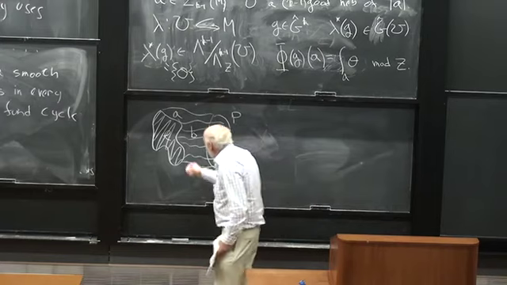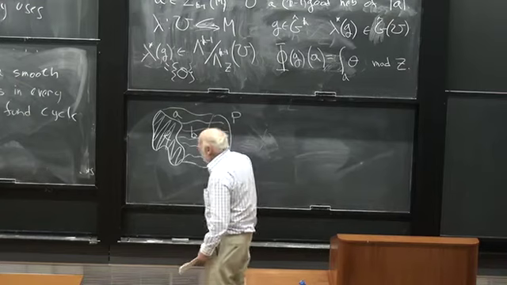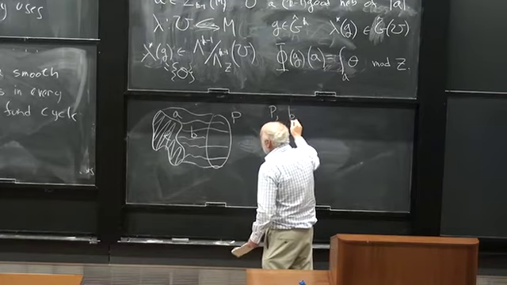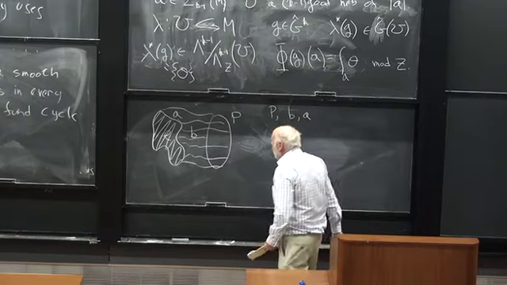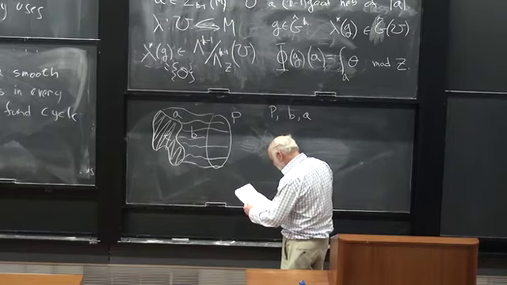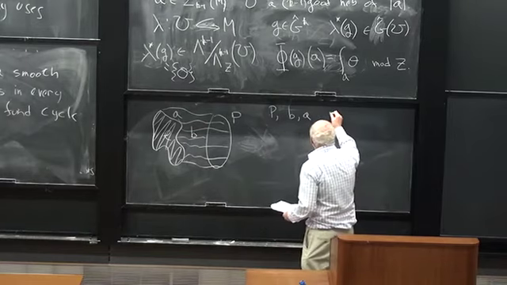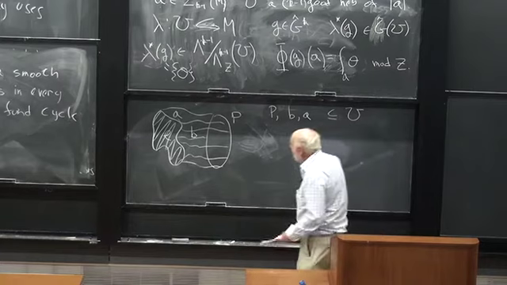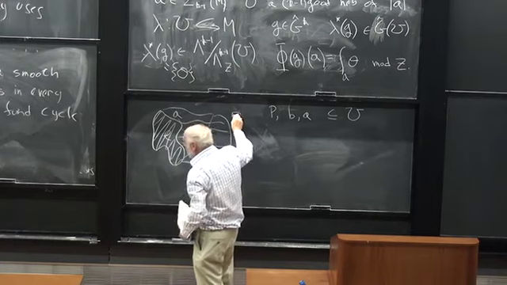B and P and A are all in use. P, B, and A are all contained in this K-good neighborhood U. Okay, so all this is taking place in a really small thing. You're just perturbing this a teeny bit with this homology, and I get this guy here.